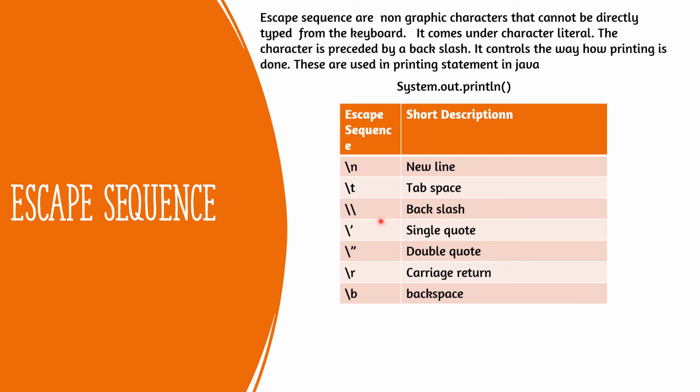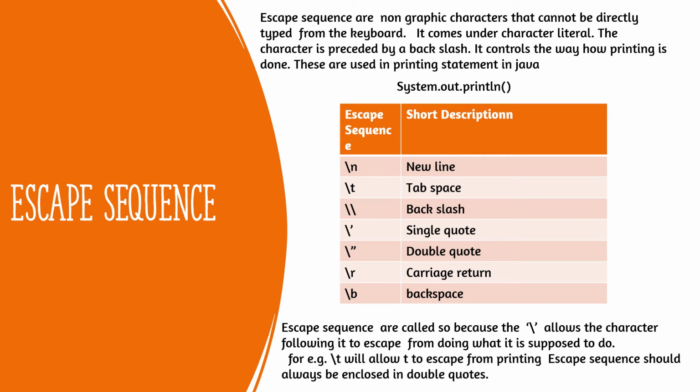\\ means in the output a backslash will be coming. \' means a single quote will be coming, and \" means double quotes will be coming if you type like this. \r means carriage return and \b means backspace. So we can now discuss with the help of examples.